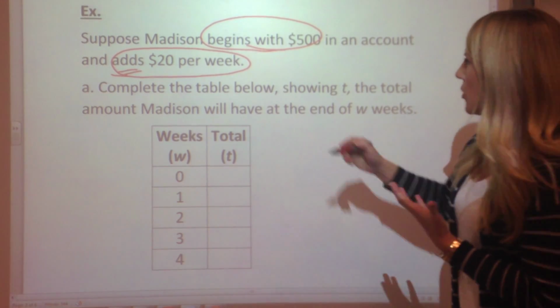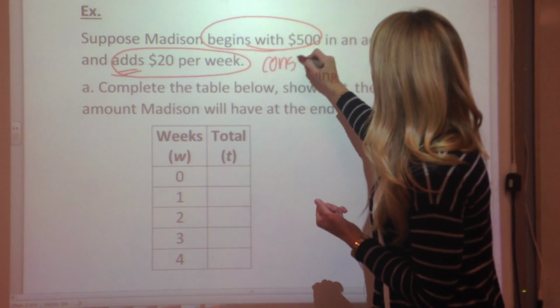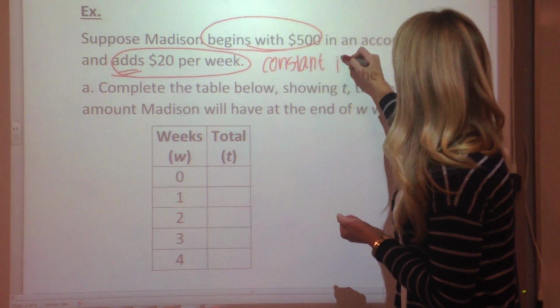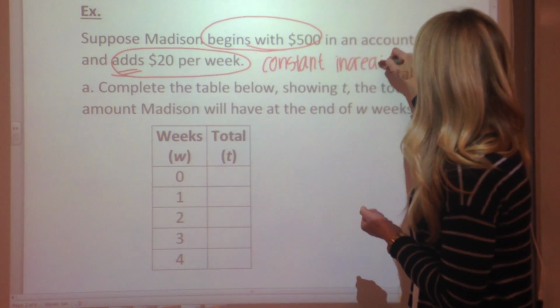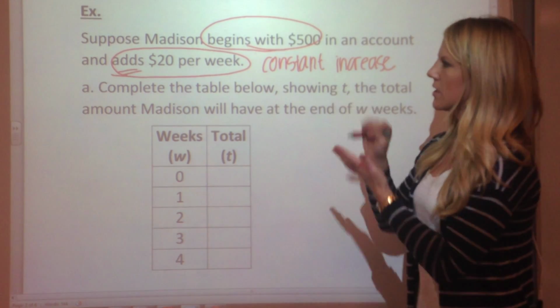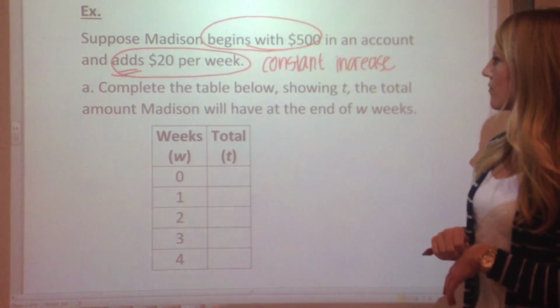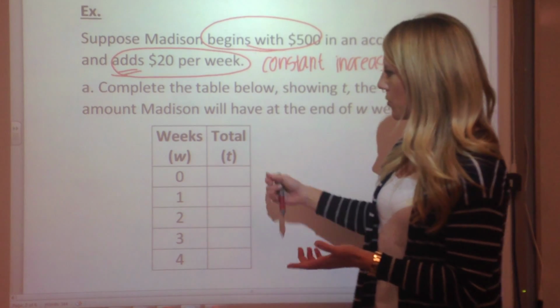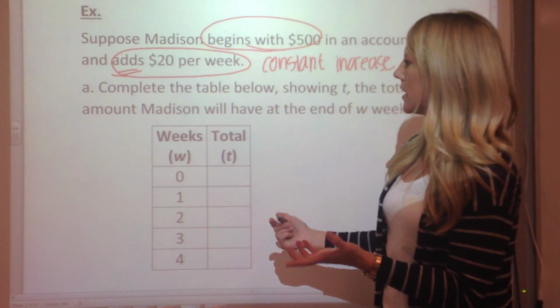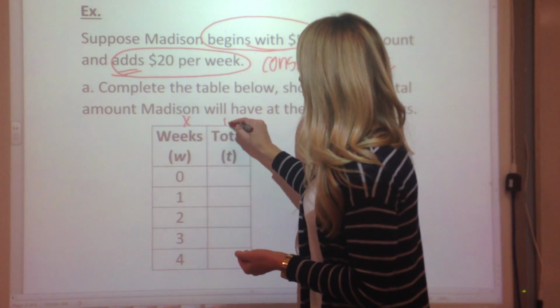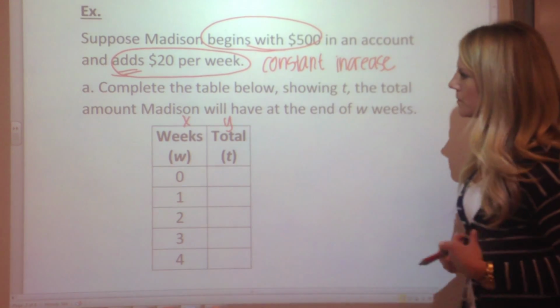Okay, so we're pretty sure this is a constant increase because we're increasing by the same amount every single time, every single week. Remember, we have an XY table, although we have different variables, W and T, but this is still an input-output table, so if you like to think of it as X and Y.